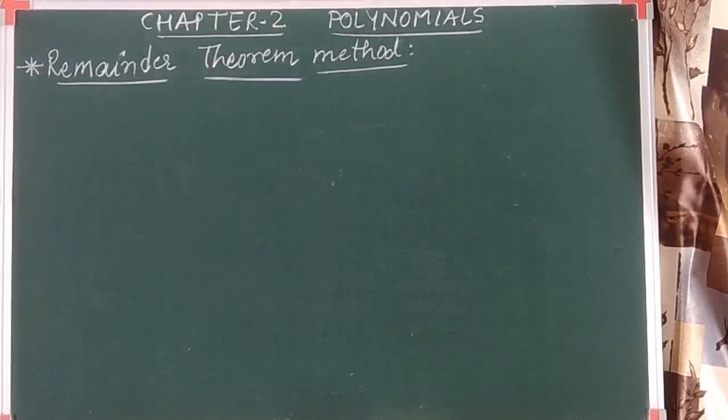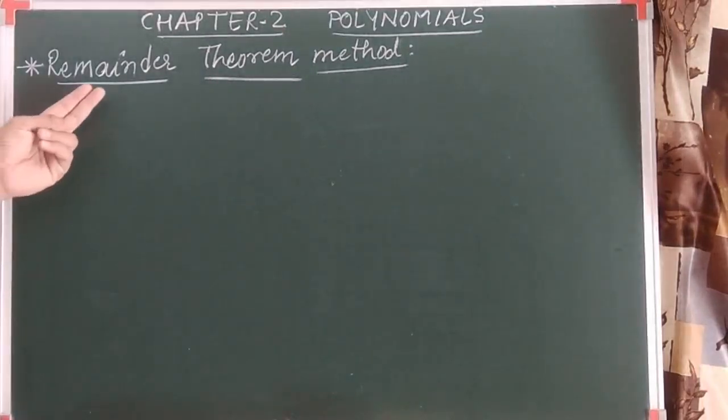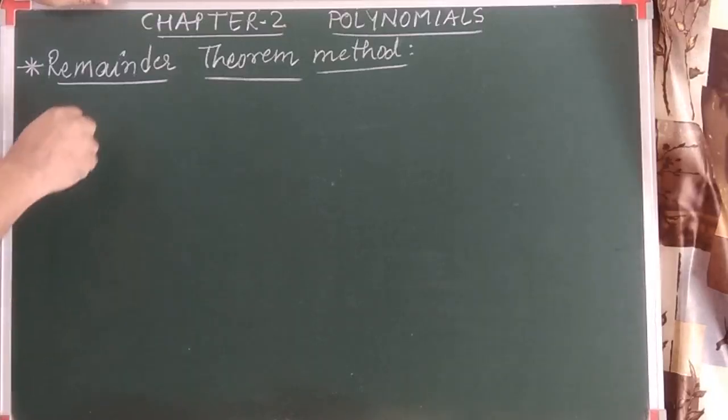With the new method here. The name of the method is remainder theorem method. Before we go for the polynomials, let us recall for the numbers what the remainder is. Suppose a number is there, 15.